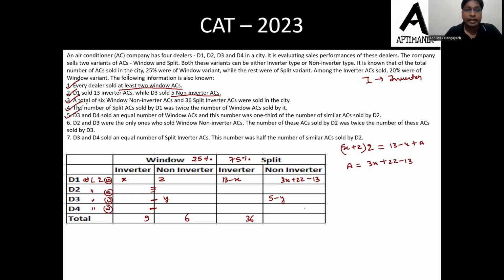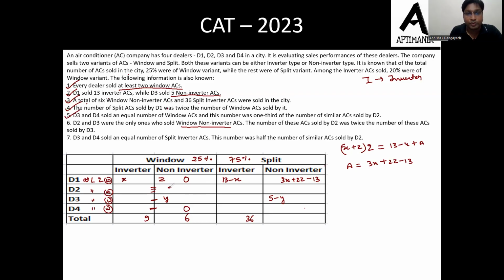Next information is D2 and D3 were the only ones who sold window non-inverter AC. That means D1 का window non-inverter का sale was 0, and the same goes for D4 as well. ये भी 0 होना चाहिए, right? And the number of these AC sold by D2 was twice the number of AC sold by D3. As in, window non-inverter AC sold by D2 is twice the number of these AC sold by D3.